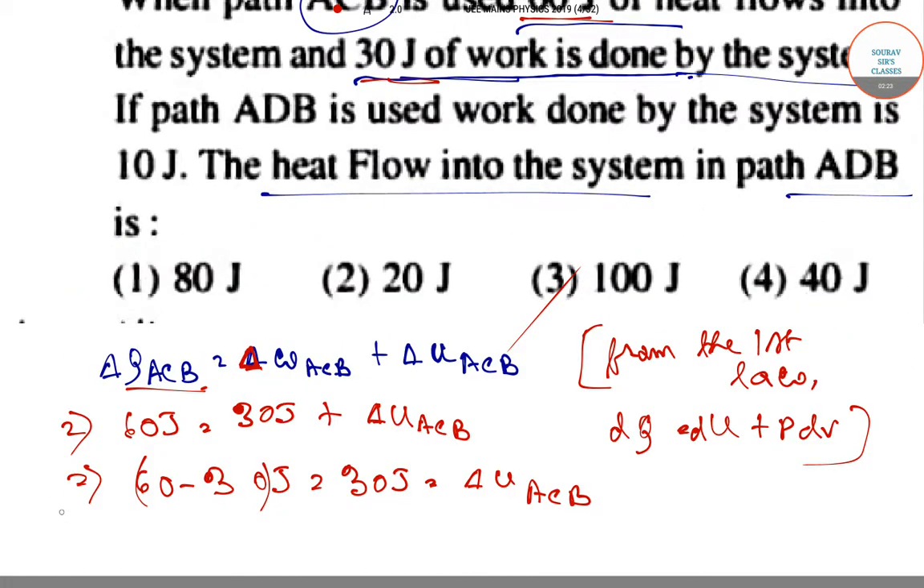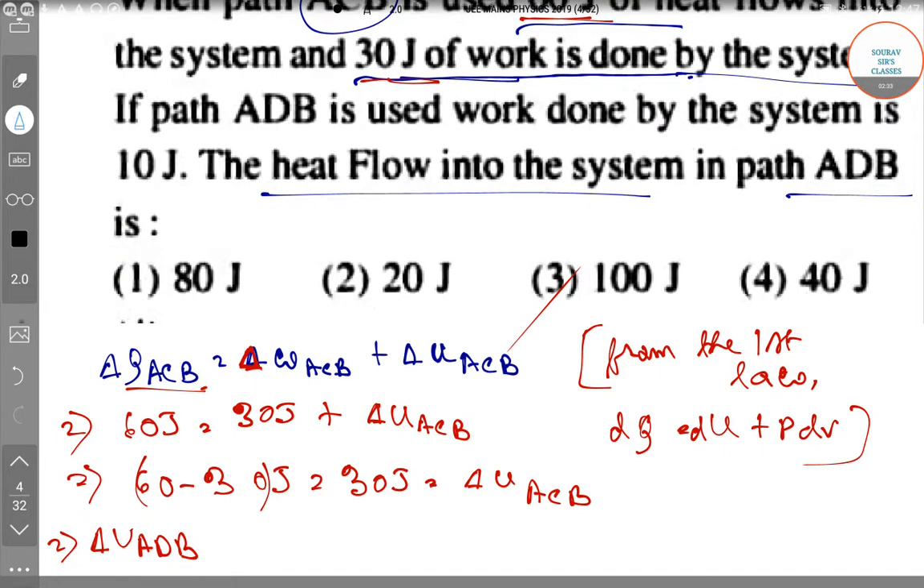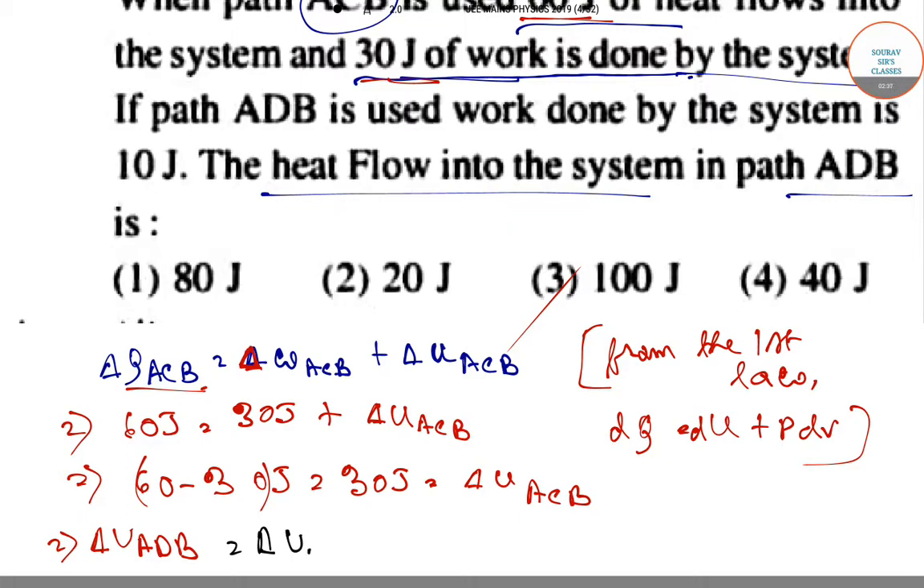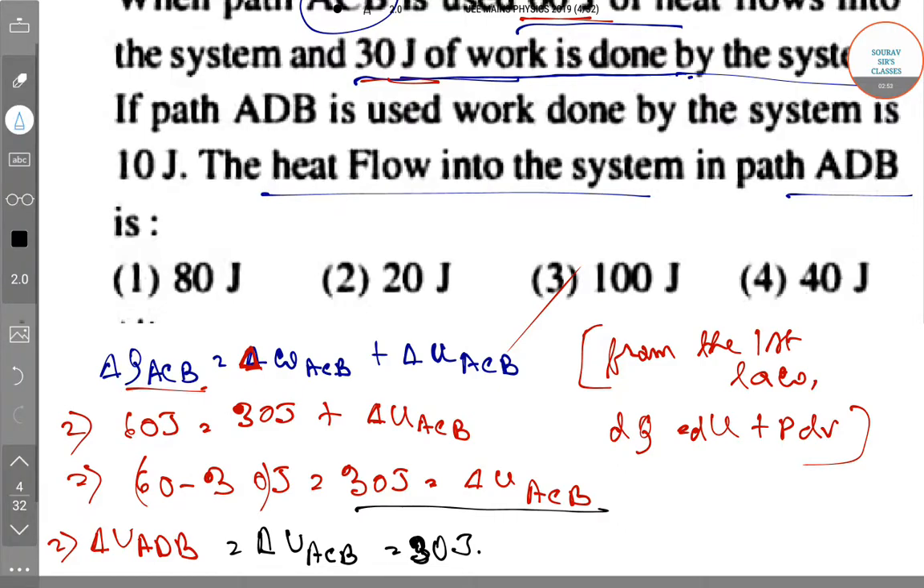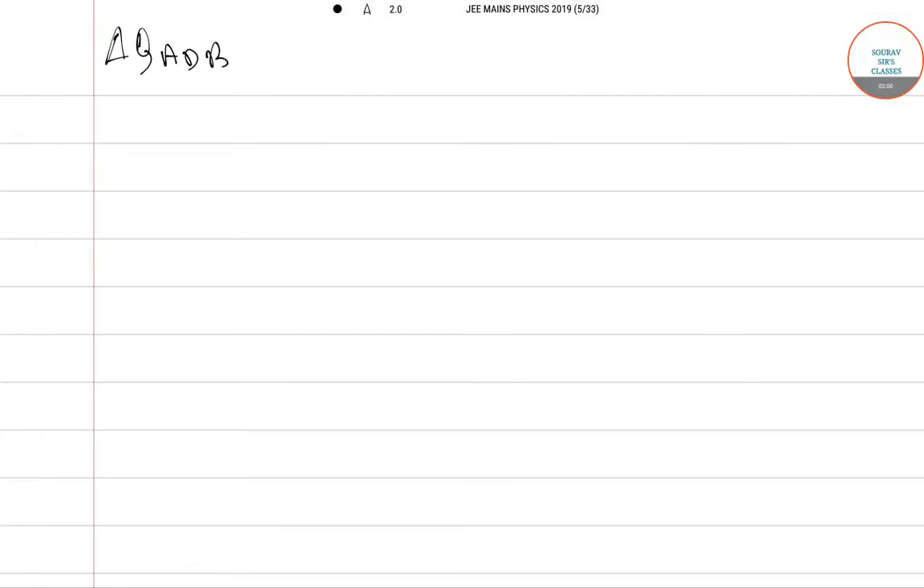So the change in internal energy in ADB equals the change in internal energy in ACB, which is 30 joule. The internal energy change in ACB is 30 joule and in ADB is also 30 joule. So the heat flow into the system in the path ADB, delta Q ADB, is equal to the work done in ADB plus the change in internal energy in ADB.